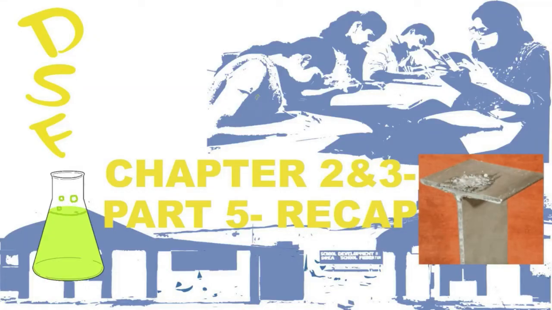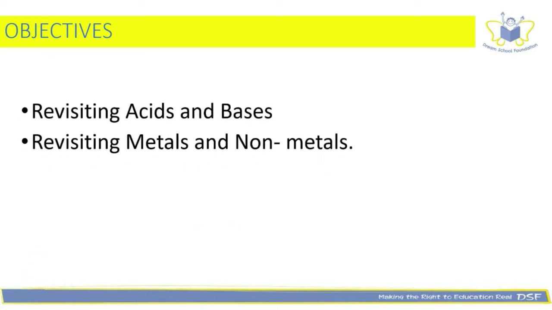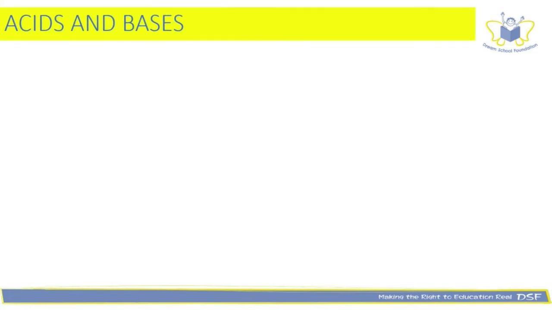Hi kids, let's recap what we have learned in chapters 2 and 3 in this particular video. The objectives of this video are as follows: revisiting acids and bases, revisiting the concept of metals and nonmetals, revisiting the chemical properties of metals, and revisiting metallurgy. Now let us revisit the concepts of acids and bases.